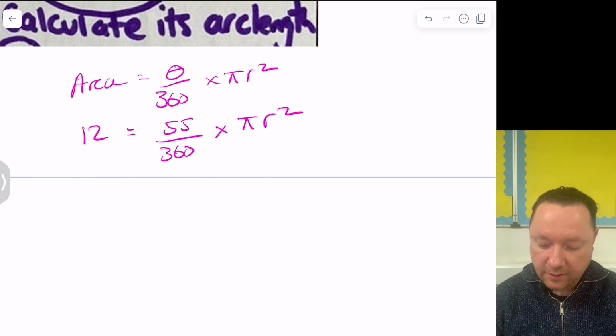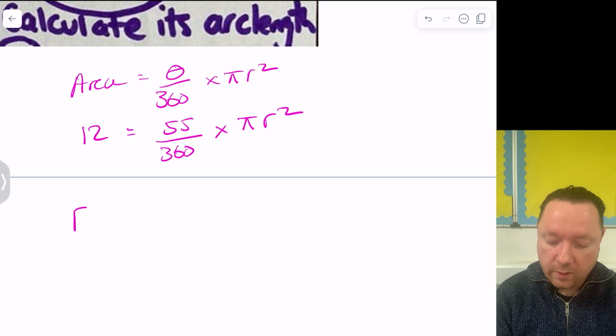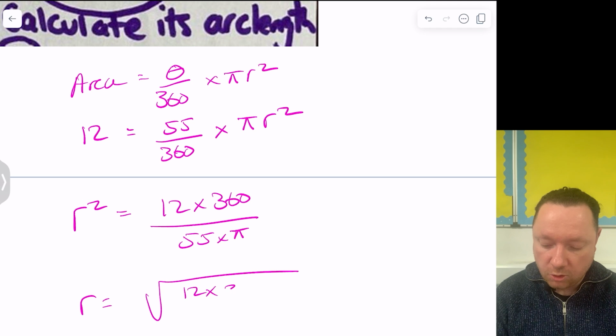Now, the easy way to think of this is what you divide by ends up being what you times by, and then the stuff on the top goes on the bottom of the division. So r squared, in other words, is 12 times 360 divided by 55 times pi. And r is going to be the square root of all that. So I'll just do it all in one go in the calculator.